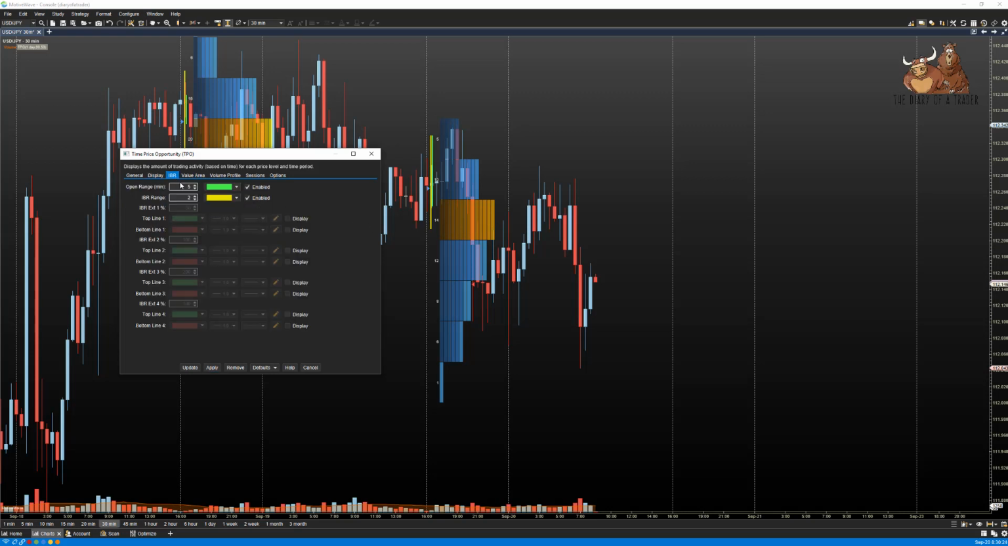Initial balance, this is where it paints. This is the open range. So for the first 5 minutes of the session that this opened up, this is the range that it traded.